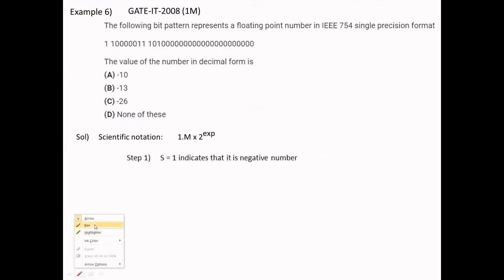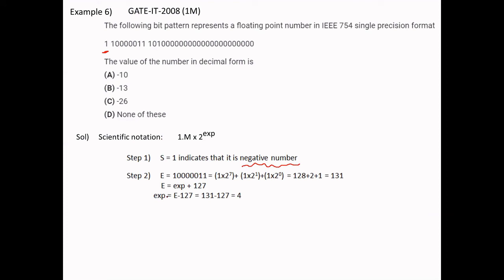So what is the sign bit here? It is given as 1. 1 indicates what? That is a negative number. Minus we need to take in the answer. So we need to find the actual original exponent. Capital E is given as 10000011. We take that and find the decimal equivalent, that is 131, by using the positive powers of the radix.